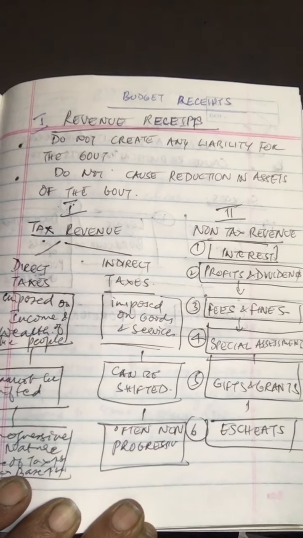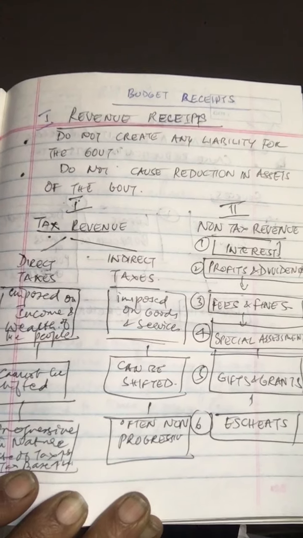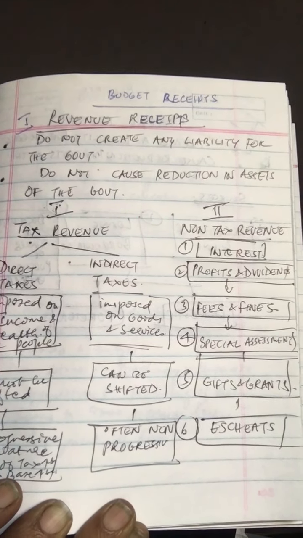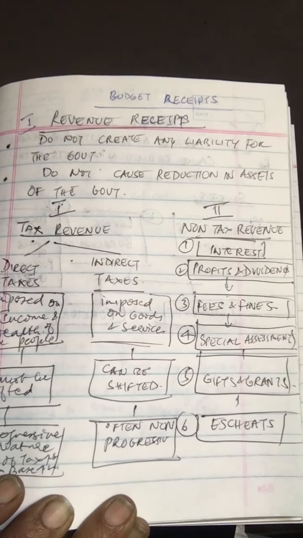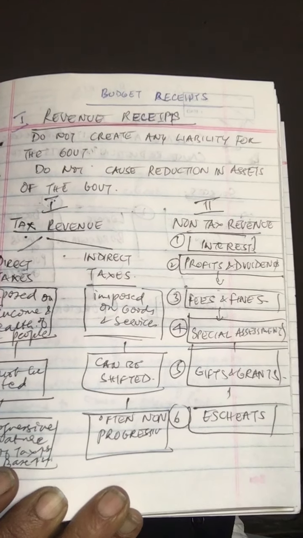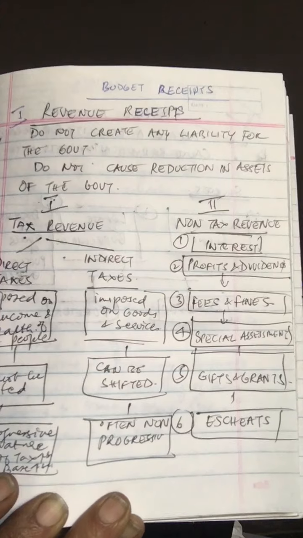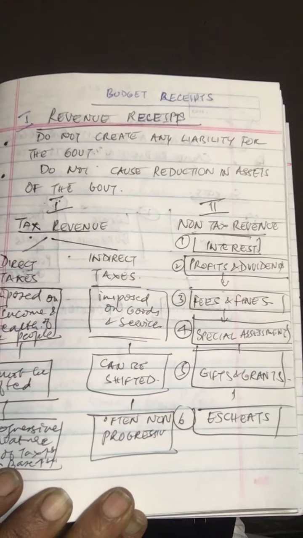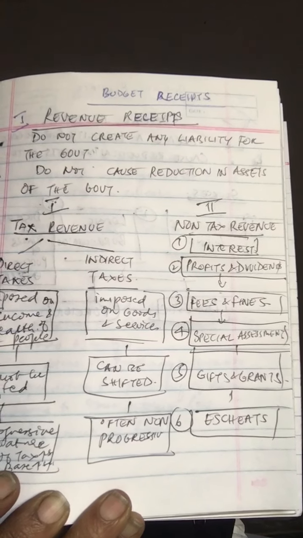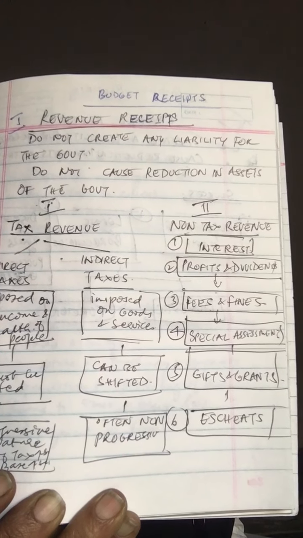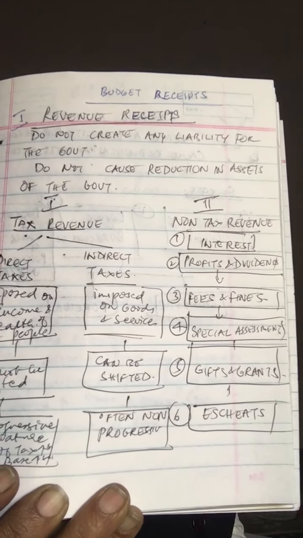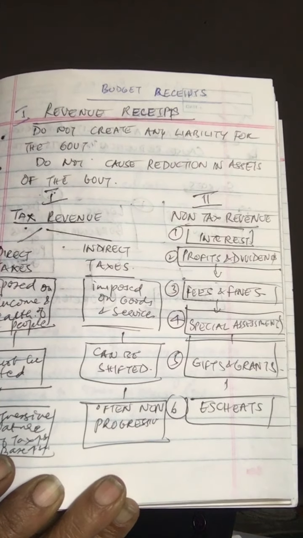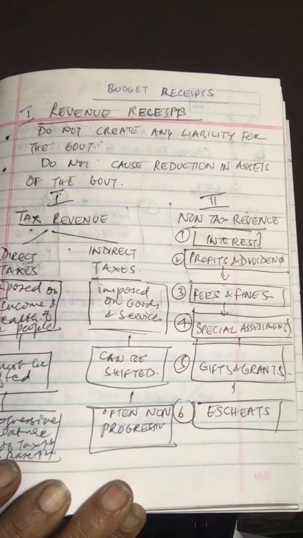Then you have gifts and grants. Government receives financial help from within the country and abroad. This generally is received in times of natural calamities like floods, earthquakes, etc. Then you have something known as escheats. It refers to the claim of the government on the property of a person who dies without leaving behind any legal heir or a will.